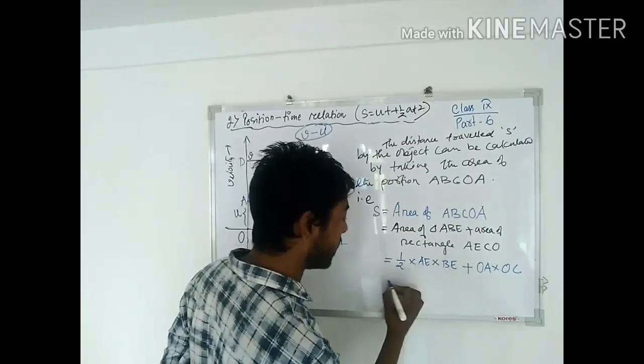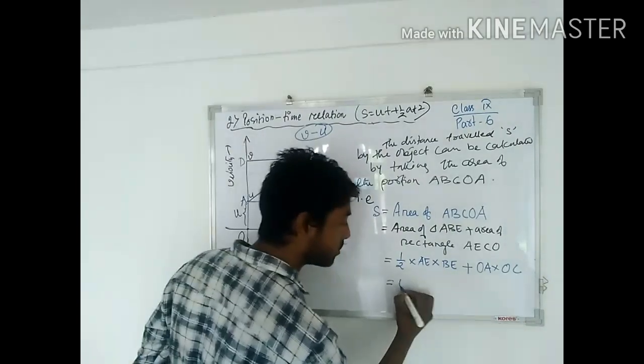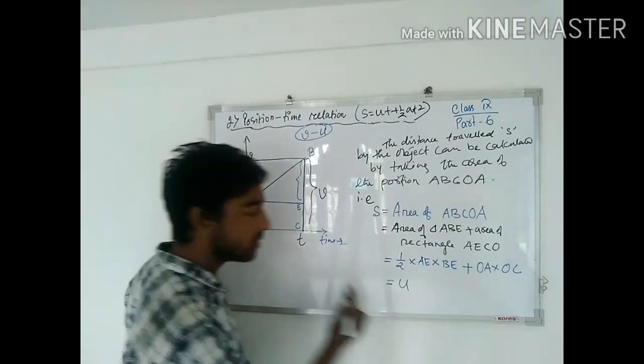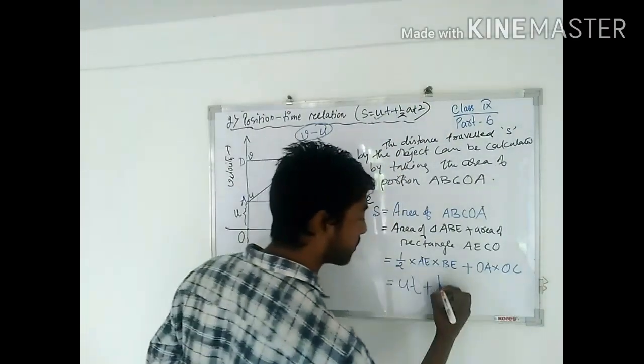Now you see how I can write OA. OA value कितना है? U है ना? OA का value कितना है? U. So can I write U? OC का value कितना है? T है ना? So UT plus UT got S is equal to UT plus half.